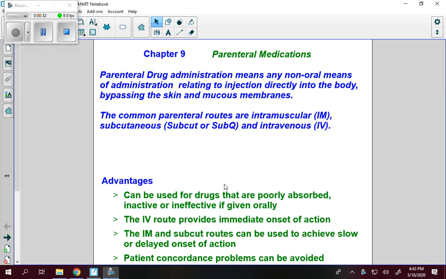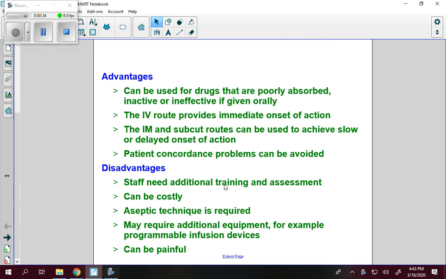Some advantages of these would be that it can be used for drugs that are poorly absorbed, inactive, or ineffective if given orally. The IV route provides immediate onset of action, like if you're dehydrated. The intramuscular and subcut routes can be used to achieve slow or delayed onset of action. Vaccines. Patient concordance problems can be avoided, which means they'll be less dizzy with the side effects.